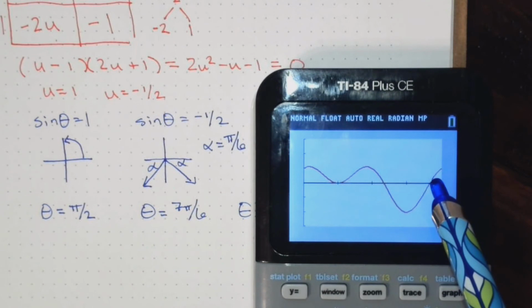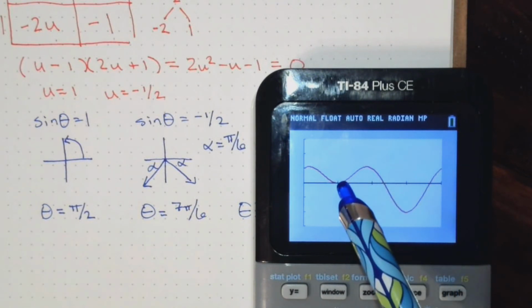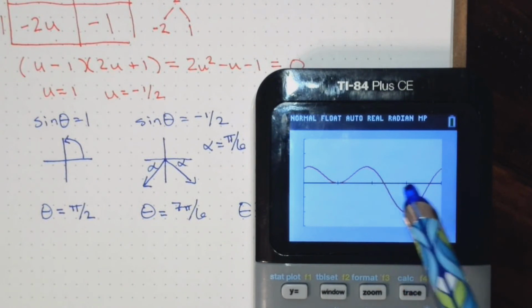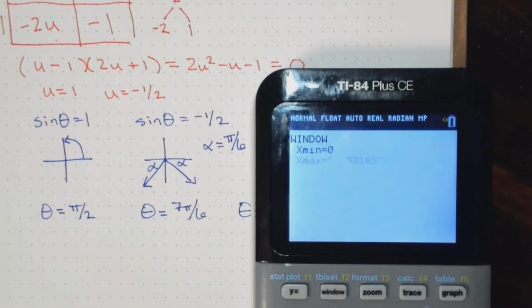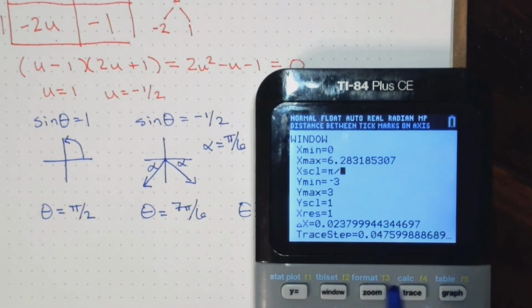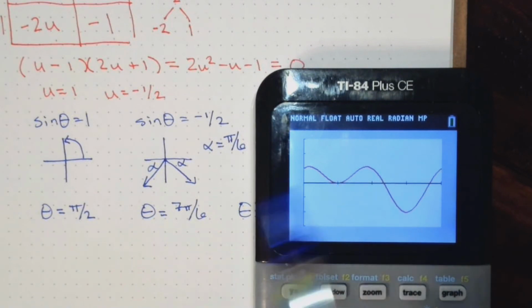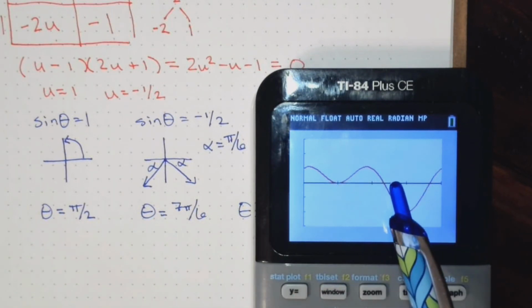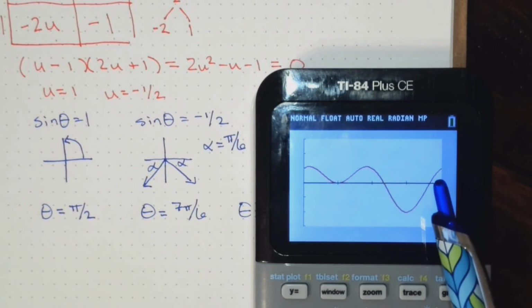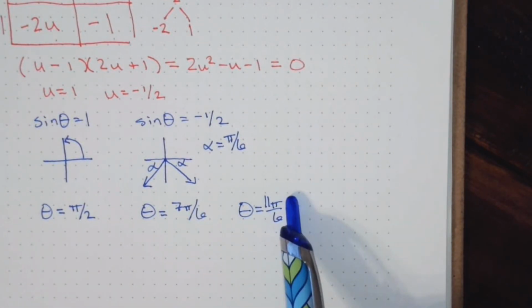Well, what would those solutions be? Well, if each of these tick marks is pi over 2, right? Pi over 2, pi, 3 pi over 2, 2 pi, right? I set my tick marks, my x scale, to be pi over 2 to make it easier to read. Right, well, I can see that there is an intersection, it seems to be at pi over 2, and then a little bit past pi, and then a little bit short of 2 pi. And there are my solutions, 7 pi over 6, 11 pi over 6.